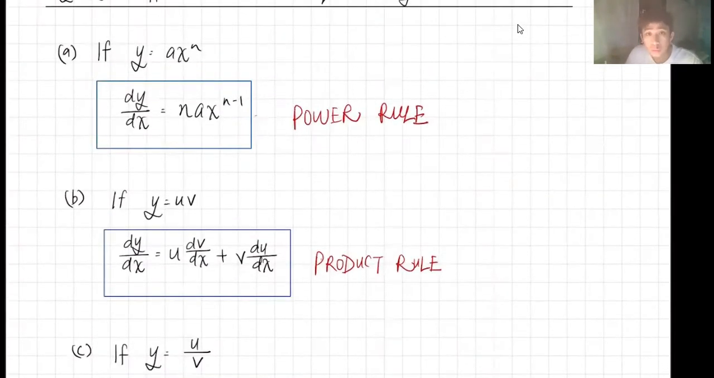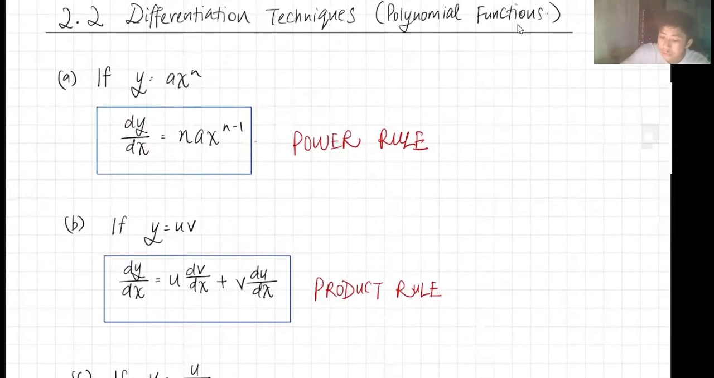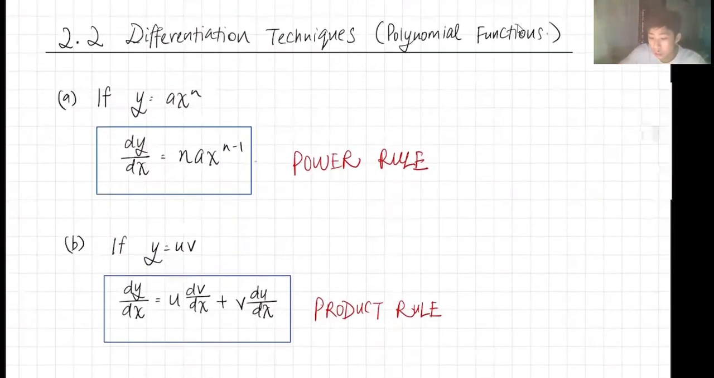What is power rule? Power rule basically means, when you have a function... One thing I want to explain to you first. All the differentiation that we will be doing will be only on polynomial functions. What do I mean by polynomial functions? Polynomial functions are functions involving polynomials. Basically, you have x to the power of n, plus x to the power of n minus 1, plus x to the power of n minus 2. Basically something like this.